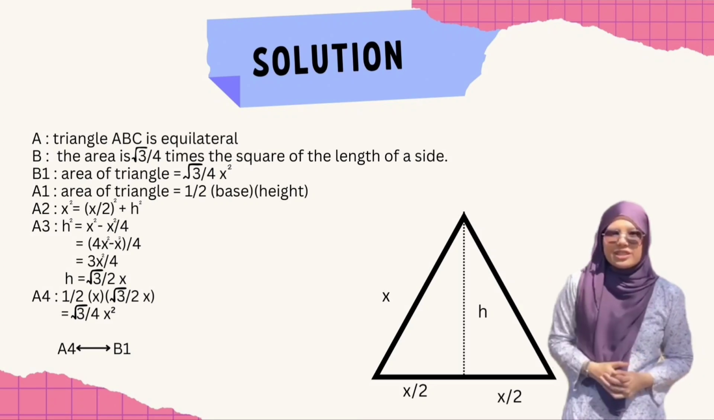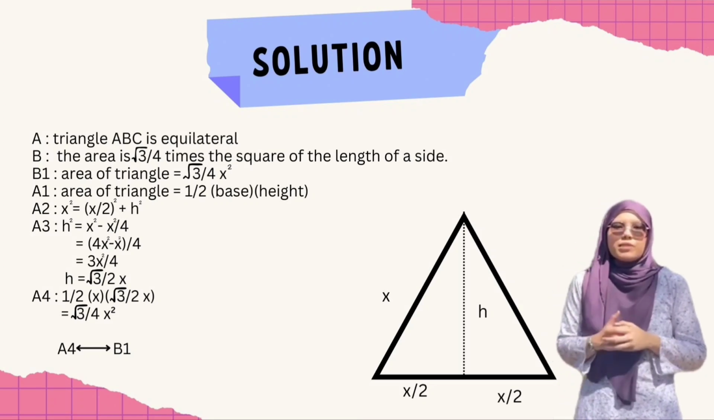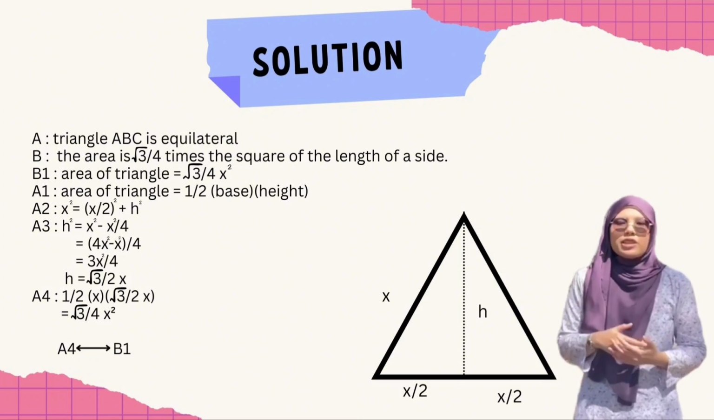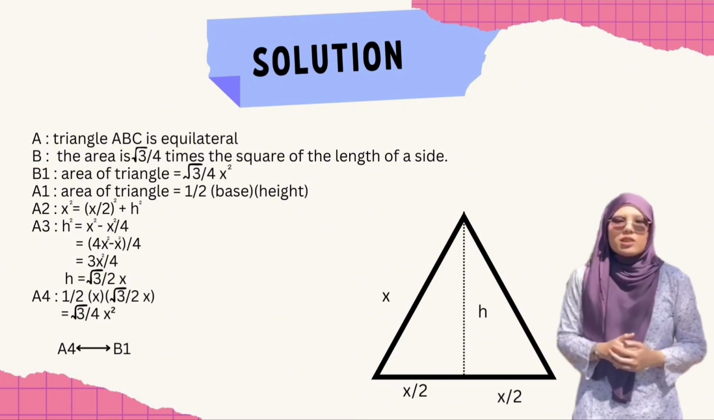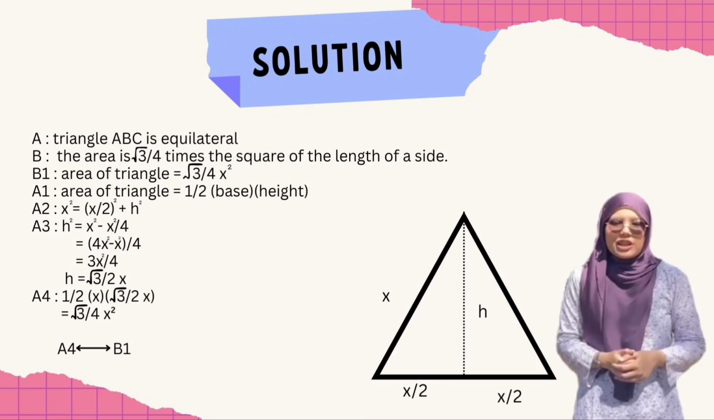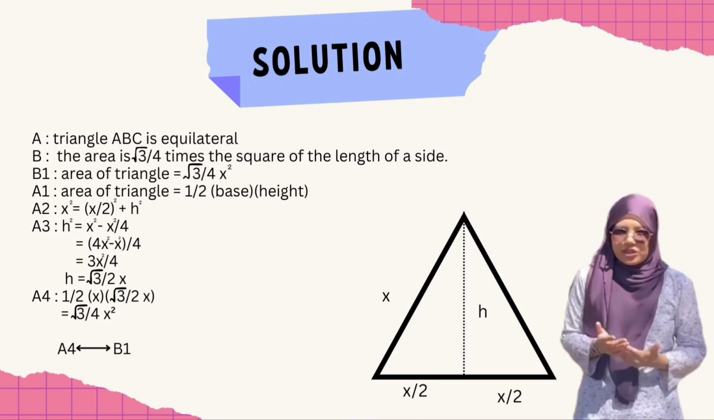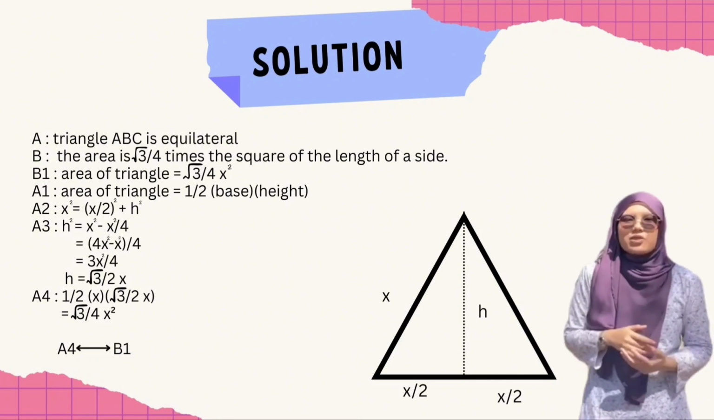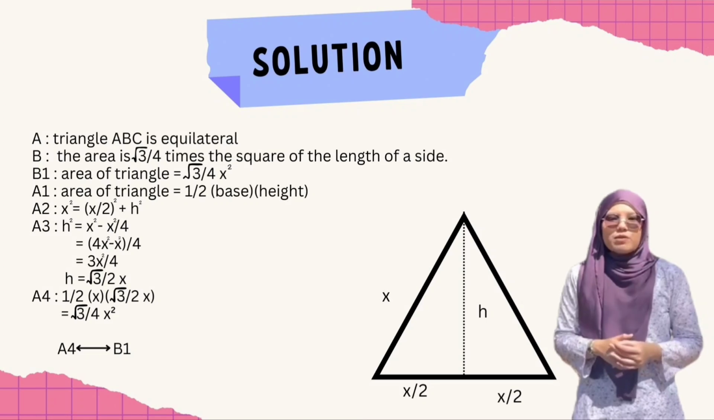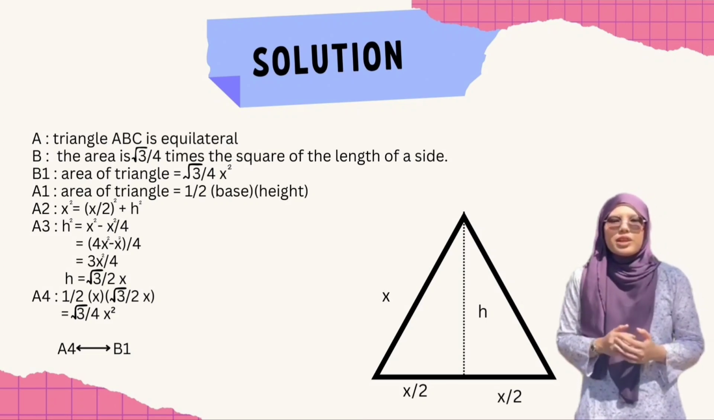In the forward process, the area of the triangle equals 1 over 2 multiplied by base and height. And we use Pythagoras to find h. Then we get square root of 3 over 2 times x. Then we use all the information and put it into the formula of the triangle area and we get square root of 3 over 4 times x squared. And it is proven that statement A4 is equivalent to statement B1.